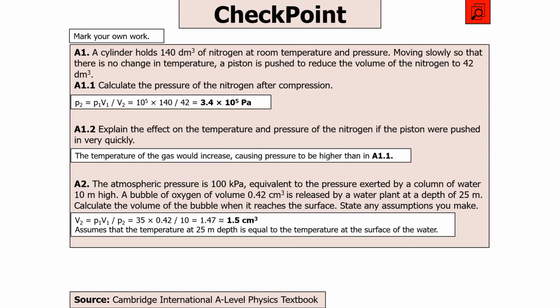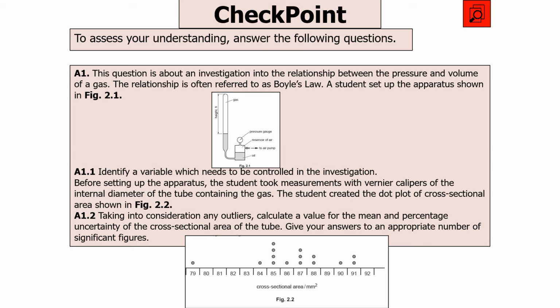Again, we can also now use Boyle's law to work out what V2 is going to be. Again, you don't need to change units as long as it's in the same unit, so therefore the answer is going to be 1.5 centimeters cubed. Again, this assumes that the temperature at a 25 meter depth is equal to the temperature at the surface of the water, because we can only work it through if it's a constant temperature, so we get 1.5 centimeters cubed.